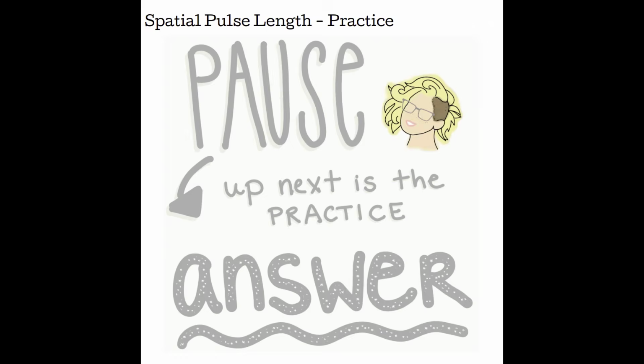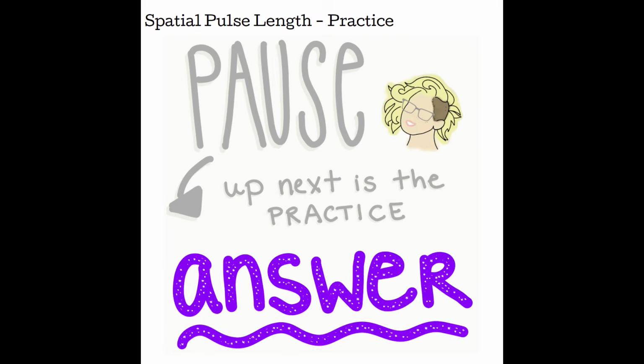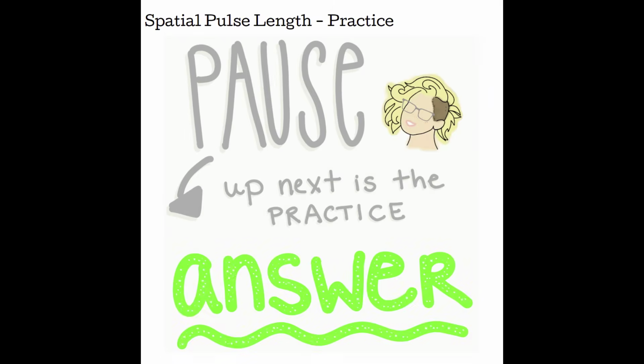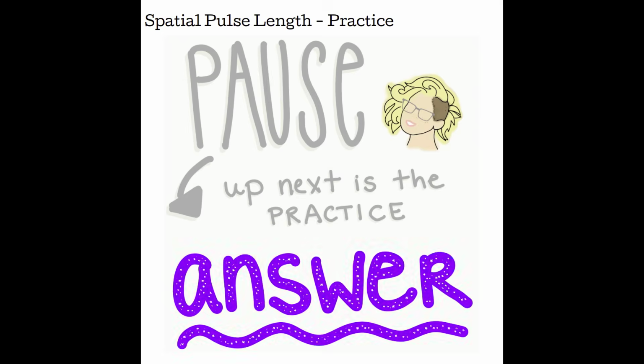And now that we're back, we're going to head into the practice for spatial pulse length. In the practice, you will be filling out a chart again, filling in the missing spatial pulse length, and then determining how some parameters will react based on the answers that you have found. Go ahead and pause, and when you're ready, unpause to see the answers.